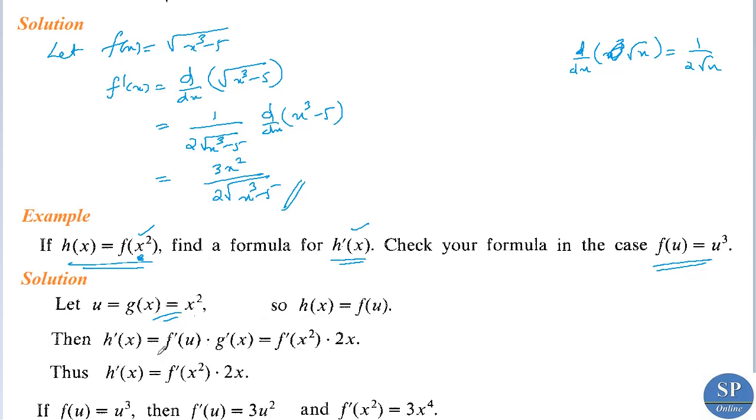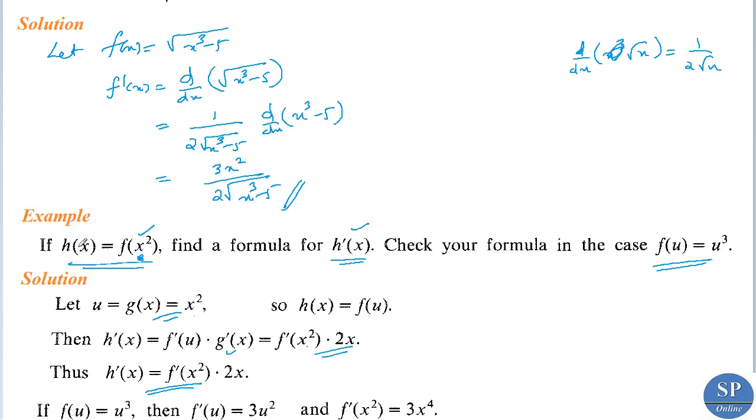Therefore, h dash of x is equal to, by the chain rule, f dash of u into u dash, that is g dash of x. That is f dash of x square into 2x, because u equals x square. That is, h dash of x is equal to f dash of x square into 2x. So this is the required formula for finding h dash of x.